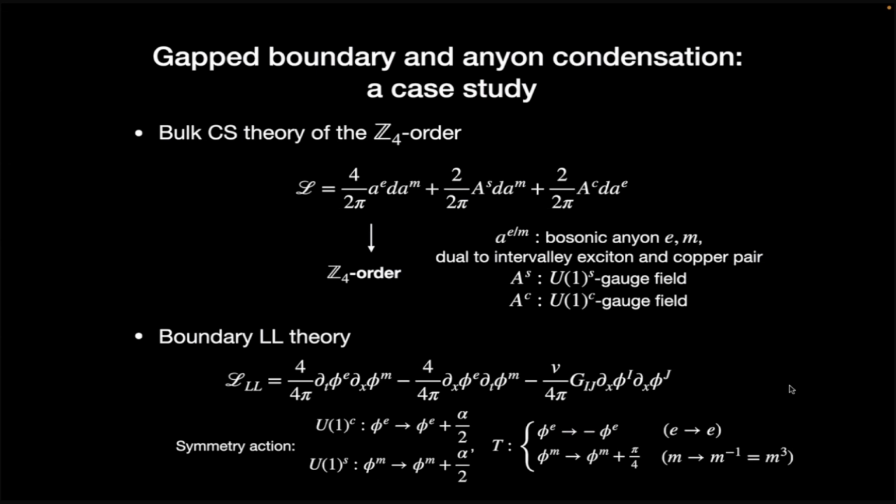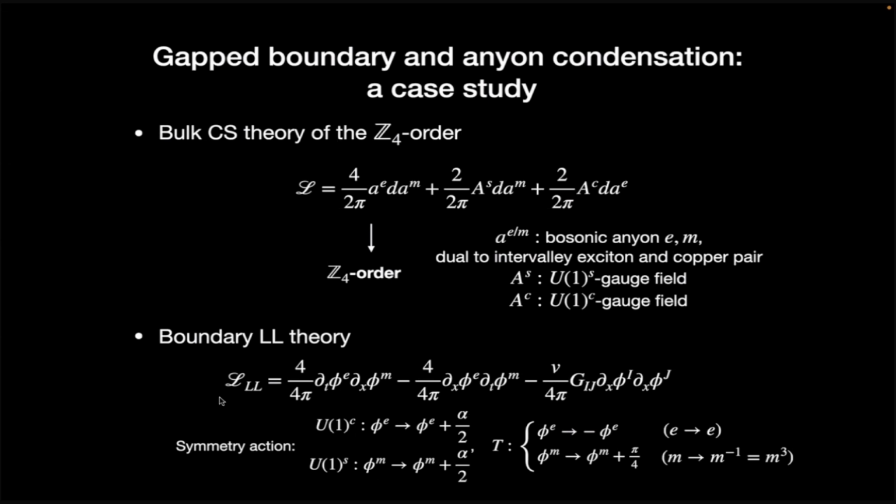So from the symmetry action on the anyons, or from the symmetry action on the exciton and Cooper pair, we can read off the symmetry action on these Luttinger liquid fields. So phi E is a half charge and phi M is a half spin. Time reversal symmetry leaves the E particle invariant and maps M to its time reversal conjugate. And this pi over 4 shift encodes the fact that M squared is a Kramers doublet. So this is the Lagrangian theory for the boundary of this topological order.